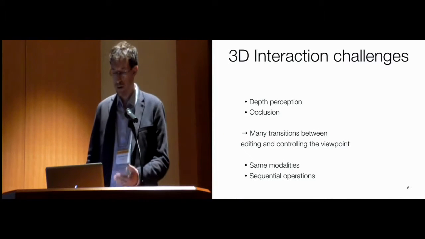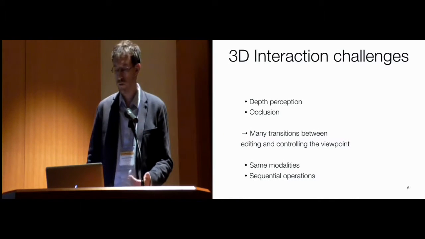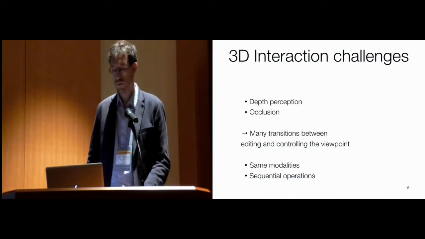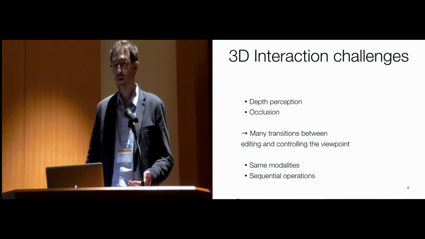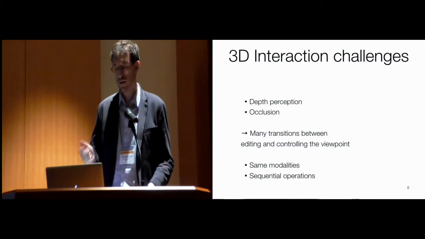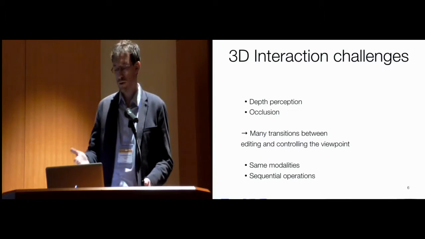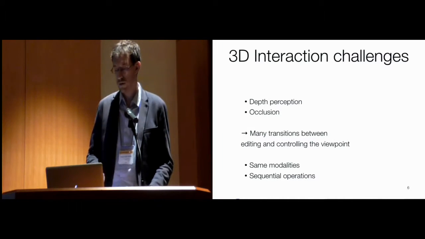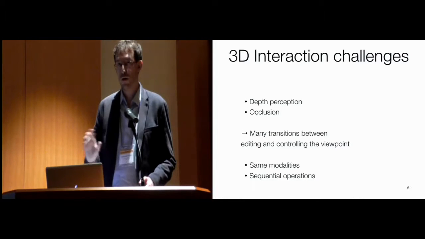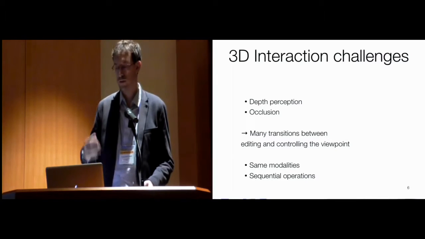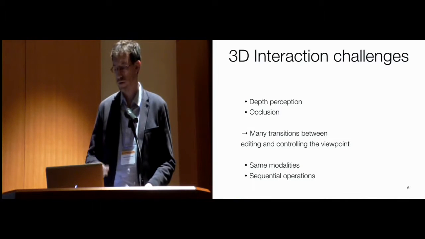So we have many transitions between editing and controlling the viewpoint, and this is because we're using the same modalities to do both. We're using the mouse and the keyboard for both. The cause of this is that we have sequential operation. We have to go through viewpoint manipulation, then we can do editing, and then go back to viewpoint control, etc.